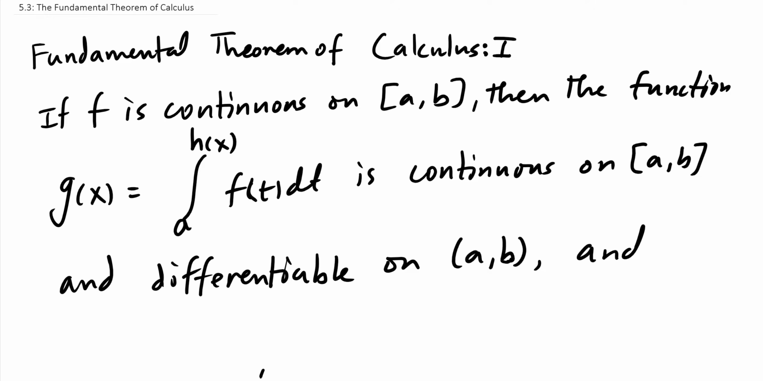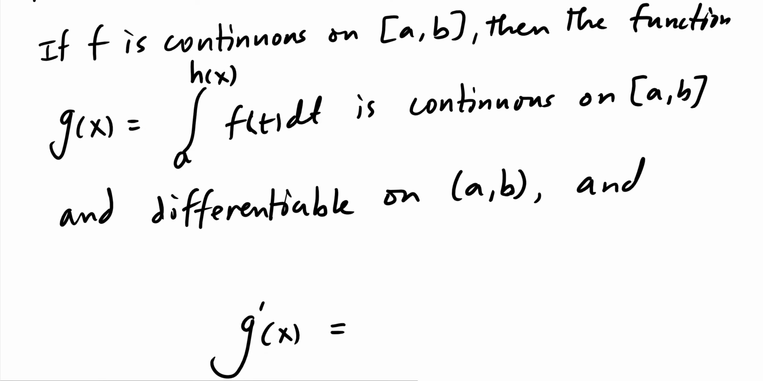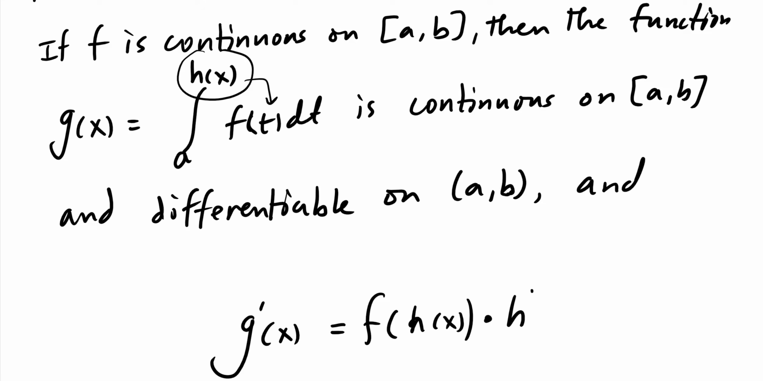It says that if I want to differentiate both sides, what do I get? That g prime of x equals, we take that function, replace it for every t in this function, so f of h of x times the derivative of h of x. Keep in mind a is constant, so a is a number. a can be any number, positive, negative, anything.